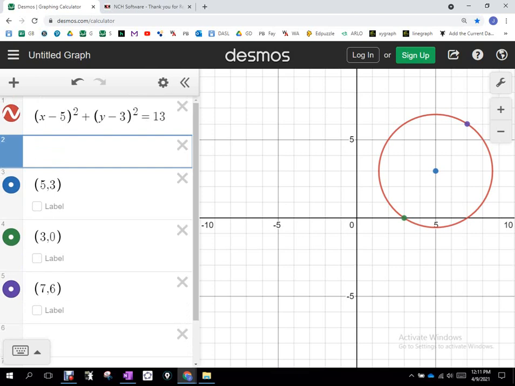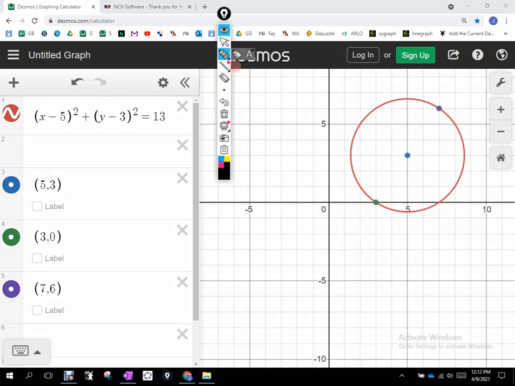What would be the area of that circle? What's the area formula for a circle? Careful. Area is pi r squared, right? What's r squared? Pull straight from this. What's r squared? 13. So area is 13 pi.